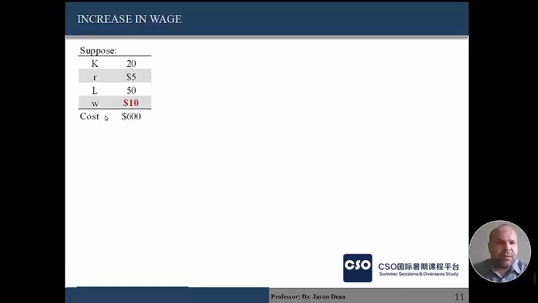So let's suppose our total cost is 600, and let's think of an initial point where we have 20 units of capital and 50 units of labor. The cost of capital is $5 and the wage is $10. If that's the case, our intercepts will be as follows. The y-intercept is going to be 120 because we're taking 600 and dividing that by 5. And then we have our x-intercept, which is 600 divided by the wage.